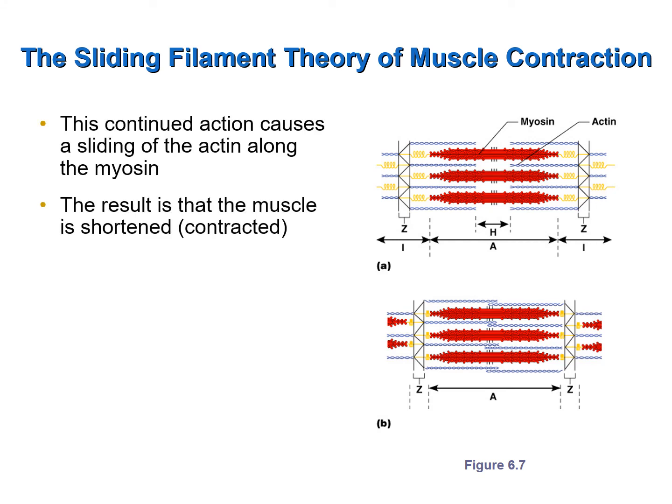As the sarcomeres all contract or shorten on all of the myofibrils, which completely fill the sarcoplasm of the skeletal muscle fiber, this causes the skeletal muscle fiber as a whole to contract. This contraction, as a result of the sliding of the thin filaments inward toward the center of the sarcomere, is called the sliding filament theory of muscle contraction.